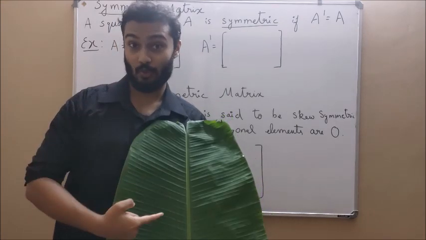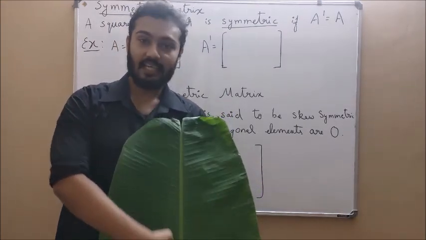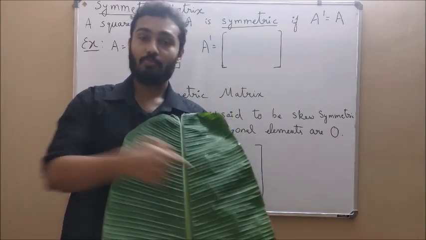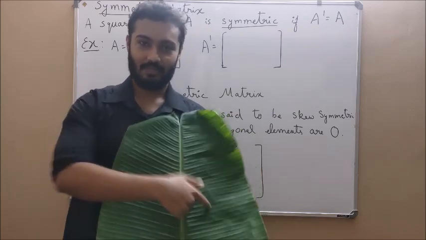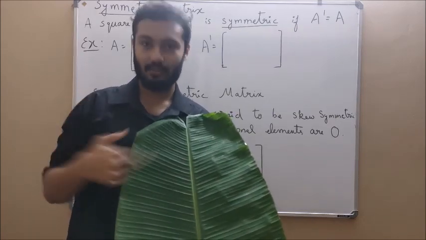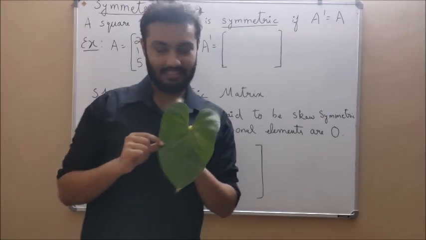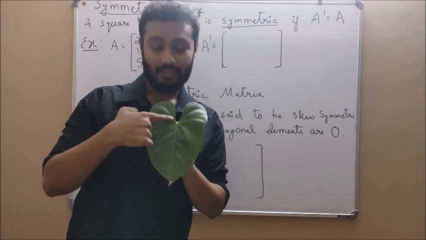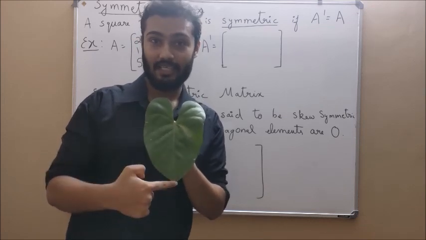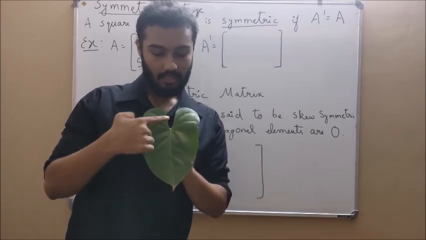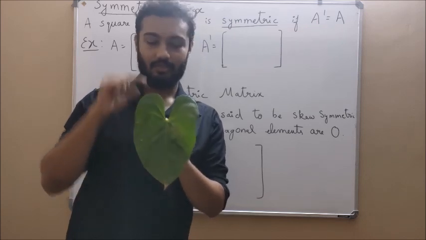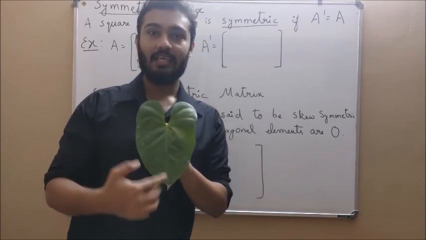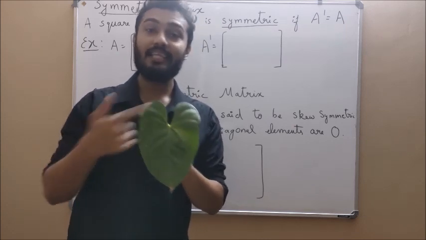As you can observe, this is the middle line. The parts on both sides are equal. Next, we'll take the example of this leaf. It looks like a heart shape. You can observe, this is the midline. The parts on both sides are equal. So symmetry means you draw a straight line, and the parts on both sides are equal.